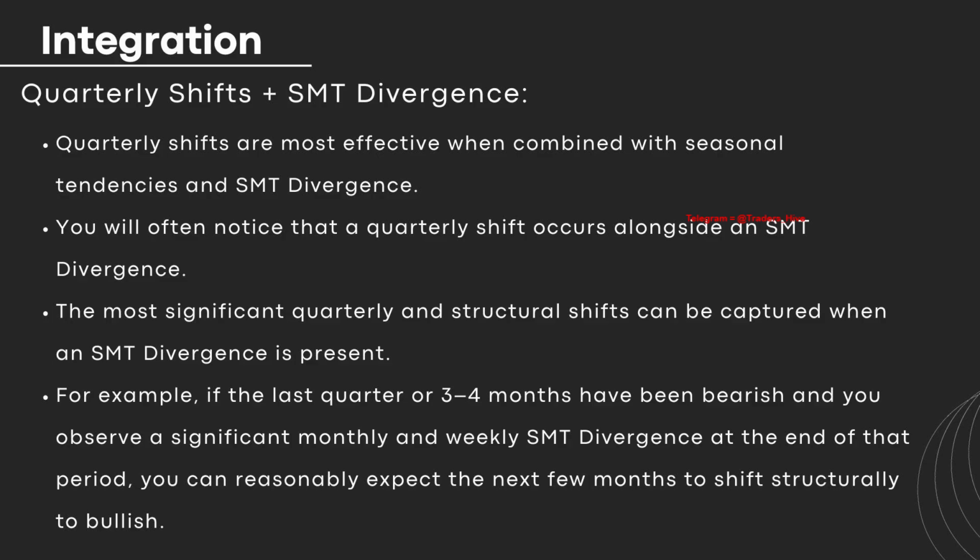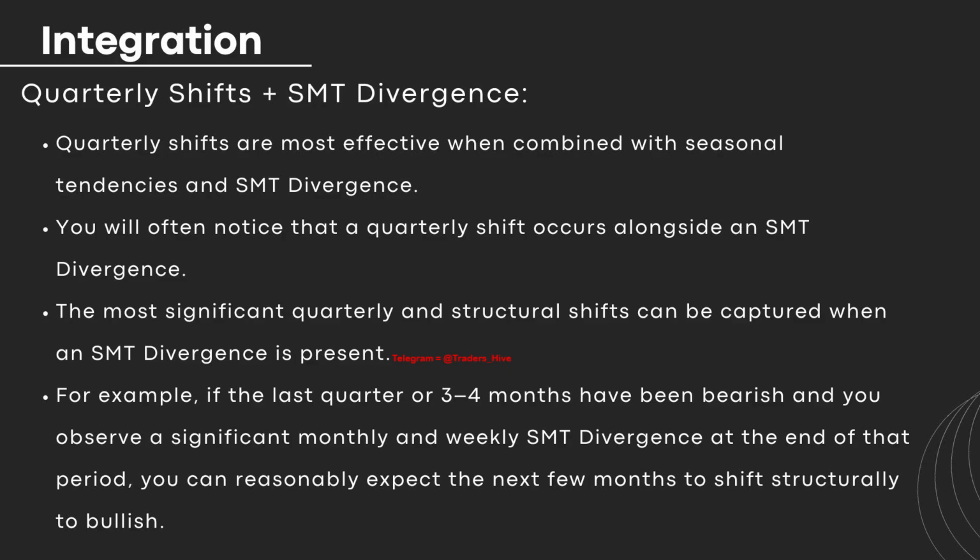Now, as I said before, quarterly shifts are most effective when combined with seasonal tendencies and SMT divergences, right? Just like I said, you will notice that more often than not, a quarterly shift occurs in the presence of an SMT divergence, and the presence of an SMT divergence increases the odds of a quarterly shift happening even more.